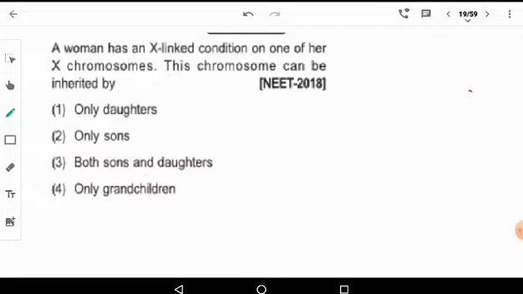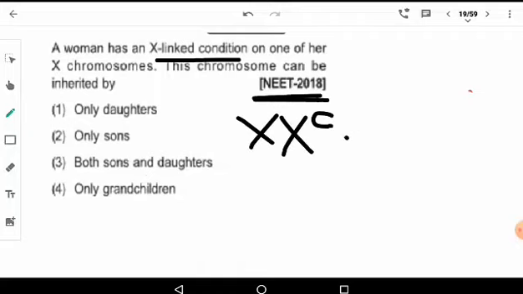Now here is a question which was asked in NEET 2018. A woman has an X-linked condition in one of her X chromosomes. That means she has a genotype of XXC, let us take. This chromosome can be inherited by... Now, there is a normal male we can consider, that is XY.